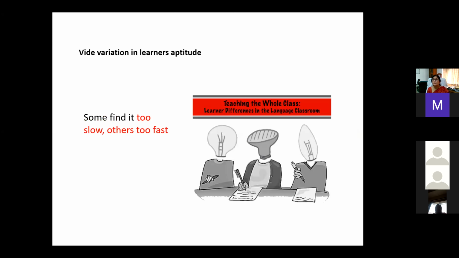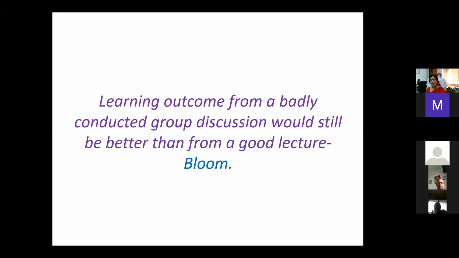Next important aspect is that there can be wide variation in learners' aptitude. Because of that, some of the students may feel that the teacher is going very slow, while others may feel that he or she is going too fast. That can be a problematic situation. Whatever the disadvantages, the research says that the learning outcome from a badly conducted group discussion would still be better than from a good lecture. That means small group teaching always has an advantage over large group teaching.